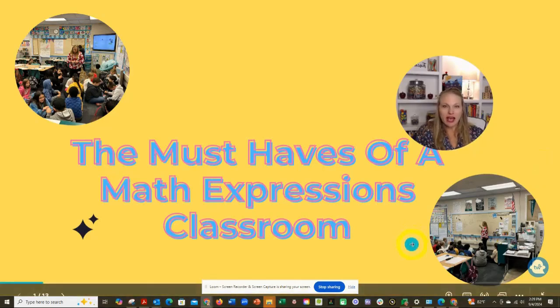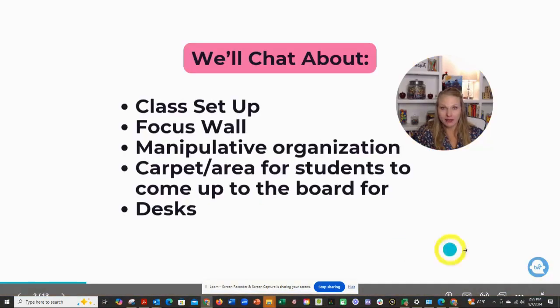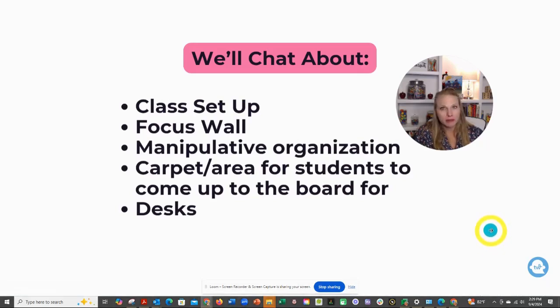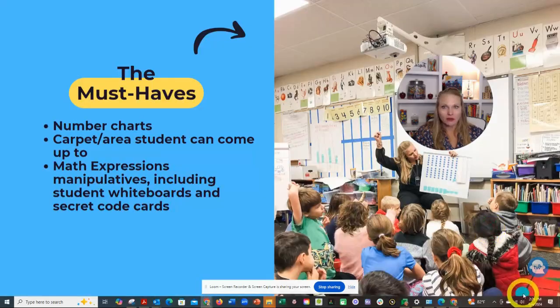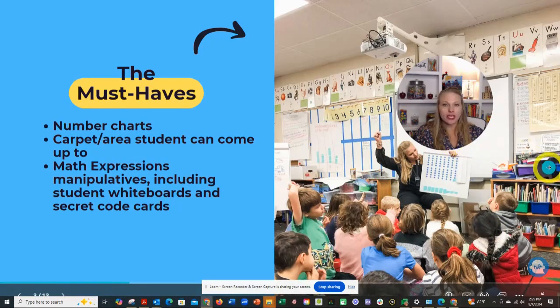So here are the things that I suggest are must-haves. We're going to talk about a few things. We're going to talk about your class setup. We're going to talk about a focus wall, manipulative organization, a carpet area, and then our desk situation. So let's get started right away. So first of all, here are the must-haves.